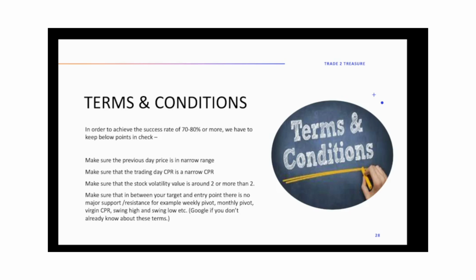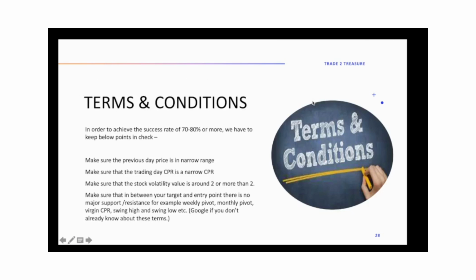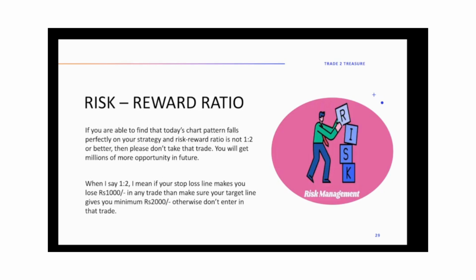When I say weekly pivot and monthly pivot, these values you can already get from TradingView. I'll just show you once again with the chart. See, this is your entry area, this is your target area. In between this, look at the left side of your chart. In between this, there shouldn't be any major resistance or support if the trade is towards the downside, or vice versa. So you have to just make sure these four terms and conditions in order to take your trade.